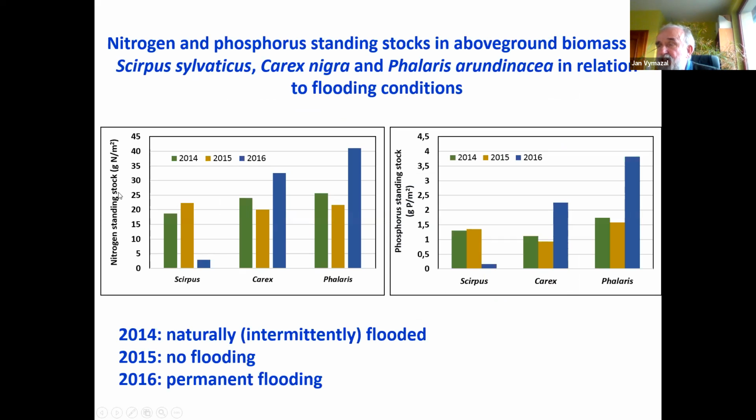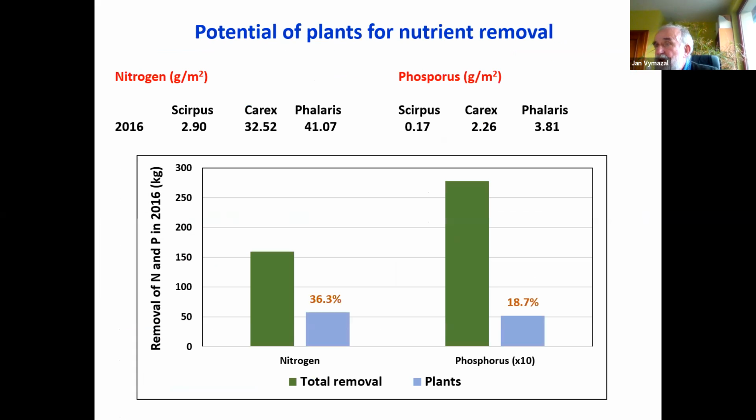And here is again how much we can retain in the plants. So this is nitrogen. As I said, the standing stock is usually affected by the biomass the most. So with the higher biomass, we can achieve higher removal. For nitrogen it is about 40 grams per square meter, and for phosphorus about 4. Usually the phosphorus standing stock is 10 times smaller than nitrogen.